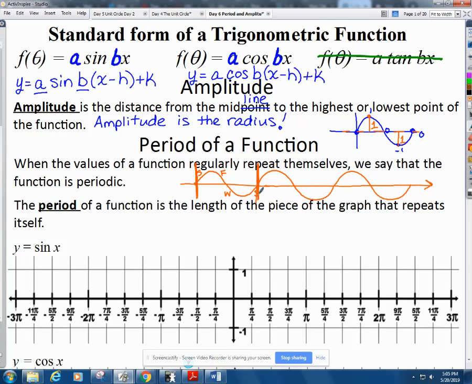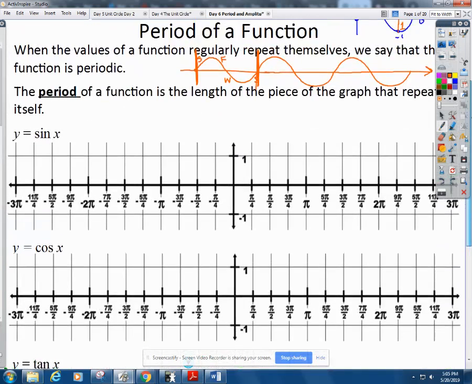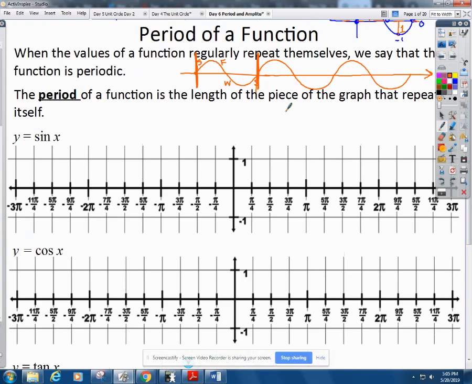For the regular sine function that's based on the parent function of the unit circle, the period is the length of the piece that repeats itself. So where is this repeating? Well, it's the length that goes around the circle. So it's one circle. It's 360 degrees to get around the circle one time. That's the length of one circle, which in radians is 2 pi. So really the length of the function is one trip around the circle.